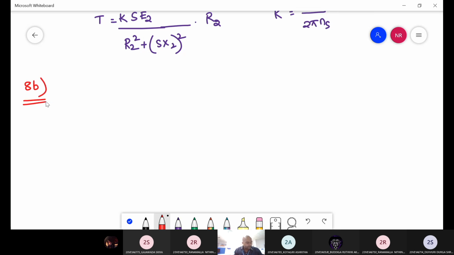This is the Gajawada Sriya question paper, 8B. P is equal to 10 poles. A 3-phase induction motor runs at a speed of N is equal to 485 RPM at F is equal to 50 hertz supply. Determine synchronous speed and slip. These are the given data.